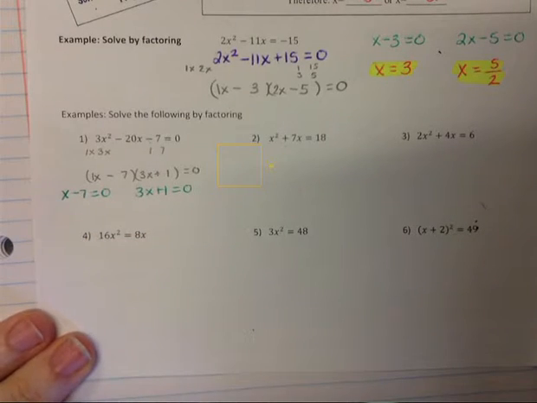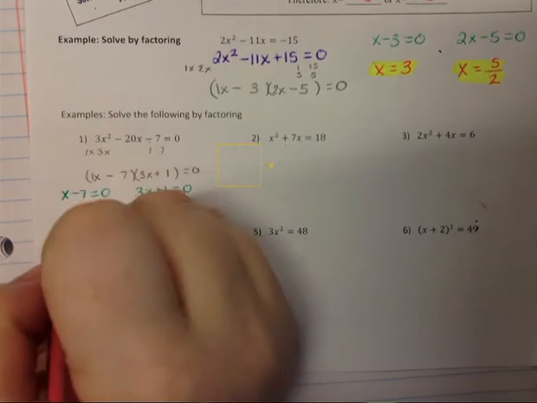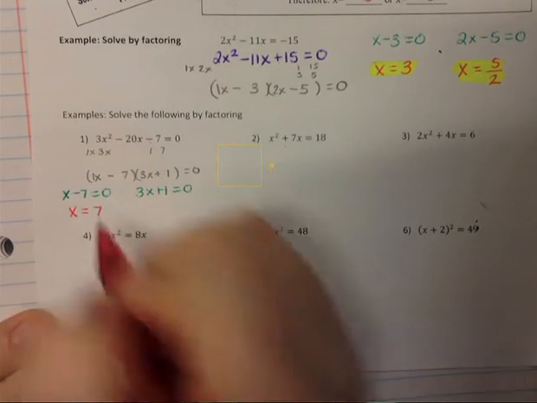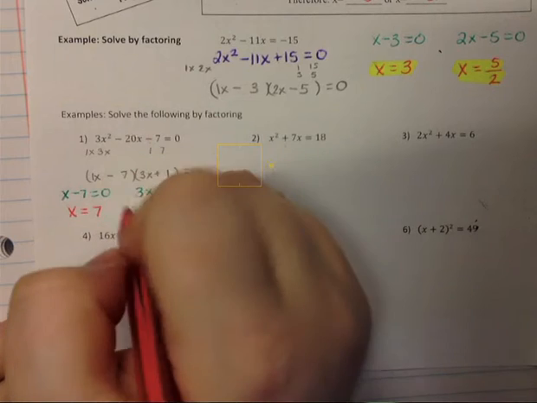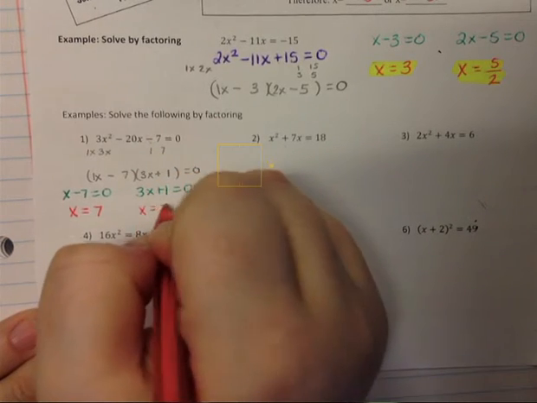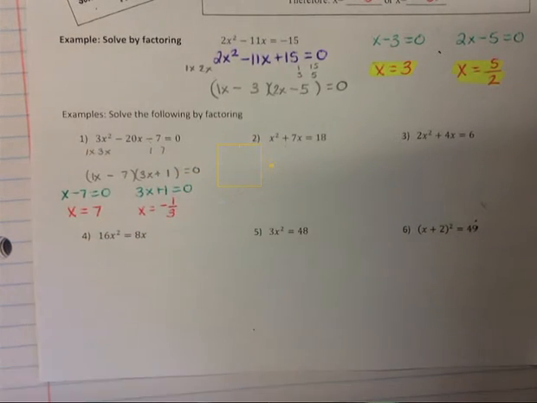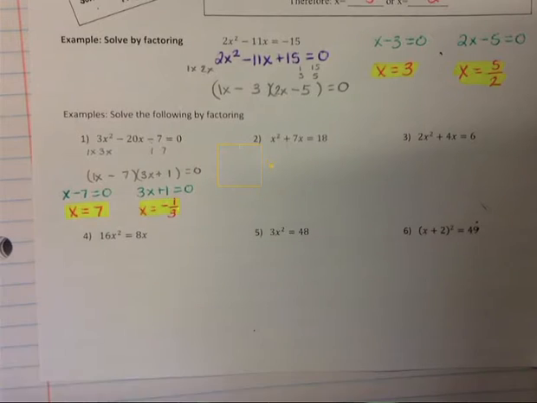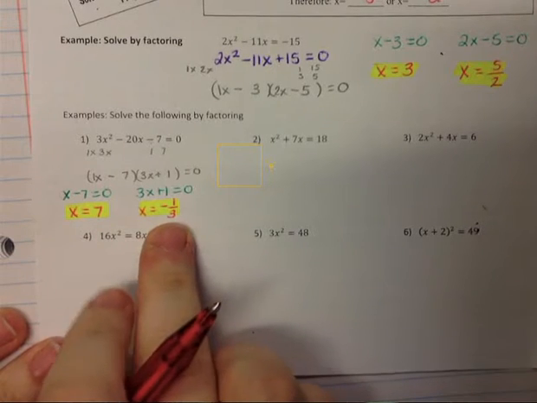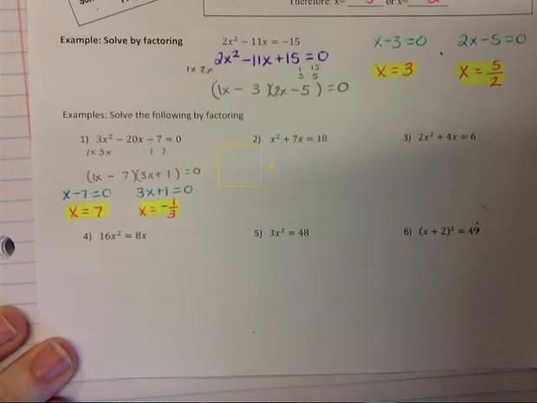Now I solve. Add 7 to the other side, so we have x equals positive 7. We're going to subtract 1 and then divide by 3, so x will equal negative 1 over 3. These are our two solutions, and we're going to keep it as x equals because it says to solve. We're just finding our x-intercepts, the same as m and n, but we're just leaving it as x equals instead of writing them as coordinates.